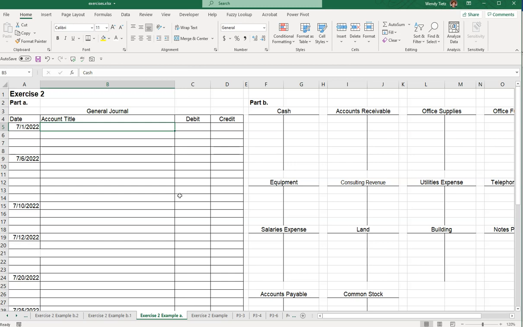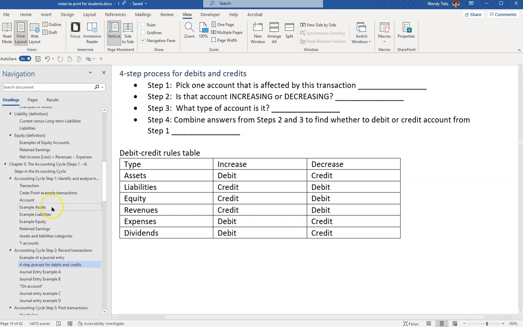So the first transaction on July 1st is Hardy and several others invested $2 million cash in the business in exchange for 20,000 shares of common stock. So what we're going to do is we have to remember the rules of debits and credits. So in the printed review notes for this class, if I go to that section, let me go right here. Okay, so I'm in the printed review, the digital series.